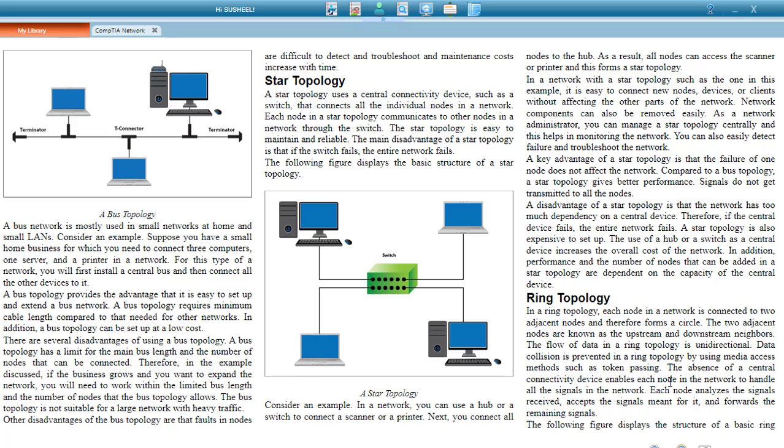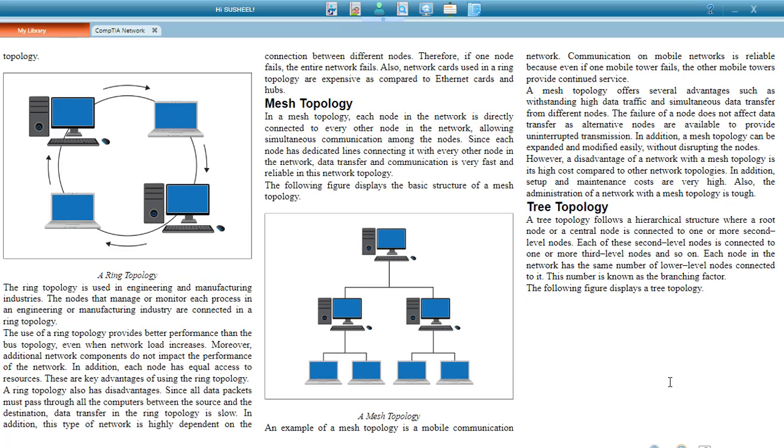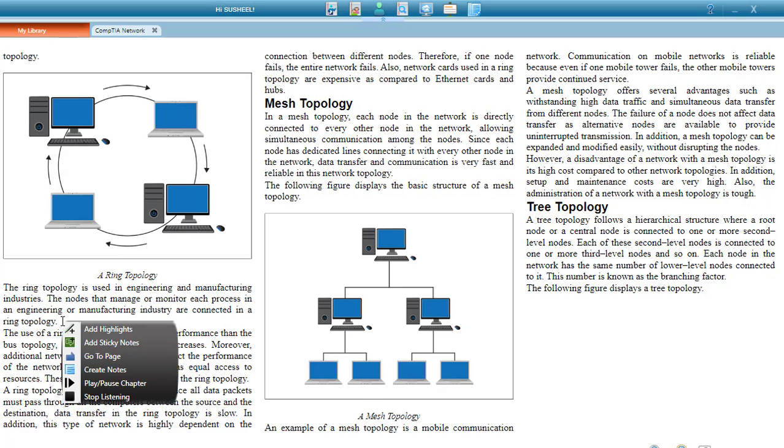The following figure displays the structure of a basic ring topology. The ring topology is used in engineering and manufacturing industries. The nodes that manage or monitor each process in an engineering or manufacturing industry are connected in a ring topology.